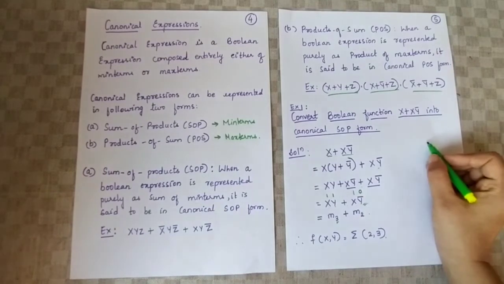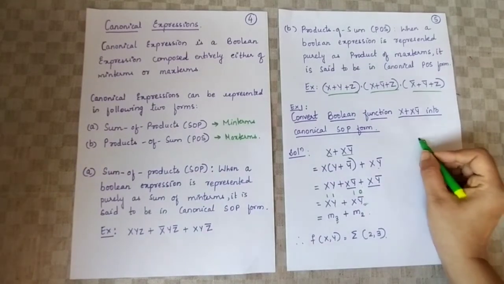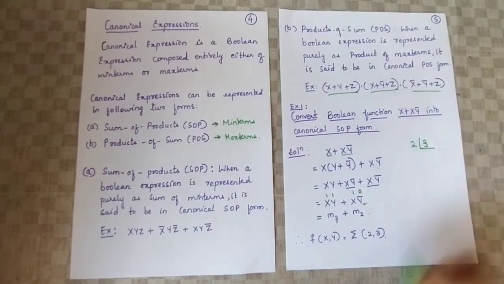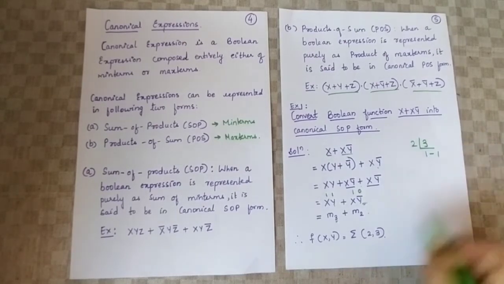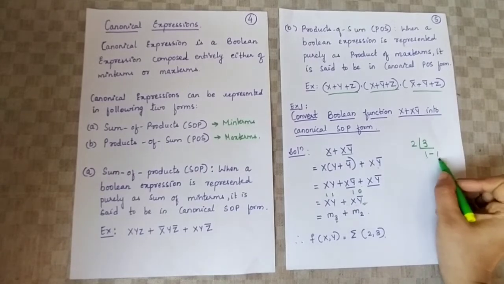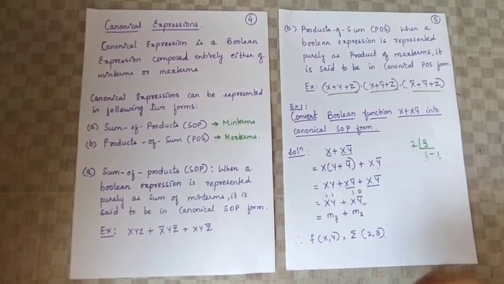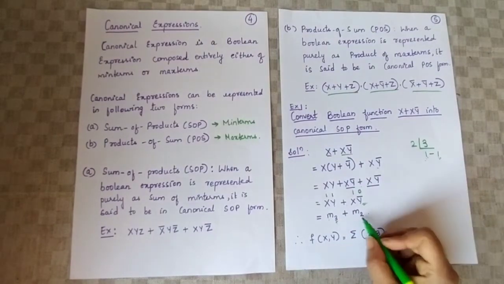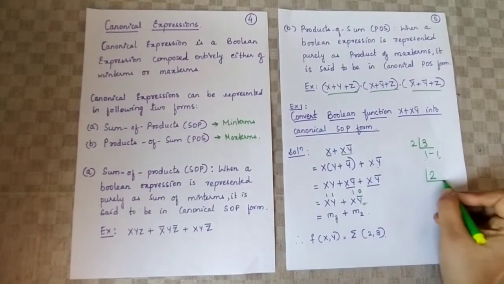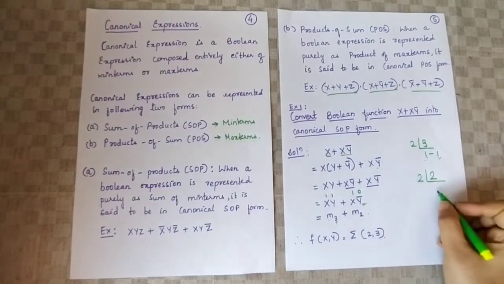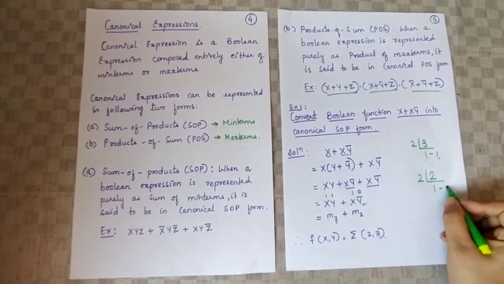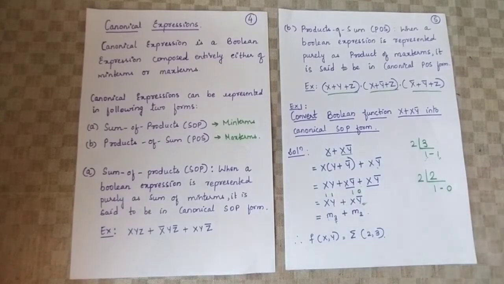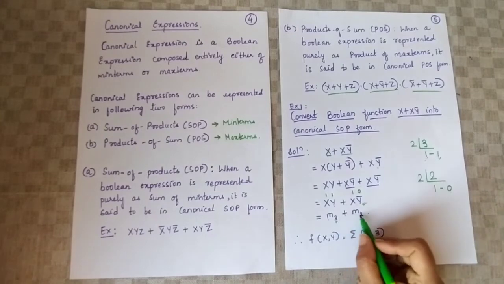How do you identify this? You already know how to convert the decimal into binary. 3 you have to divide by 2. So 2 ones are 2, 1 is remaining. So what you get? 1 and 1. So 1 and 1 is the binary equivalent for decimal 3. So I have taken lowercase m with 3 here. Similarly you take 2. So you have 2 ones are 2, remainder is 0. So it is 1 0. So 1 0 is the binary equivalent for the decimal 2. So I have taken m3 plus m2.